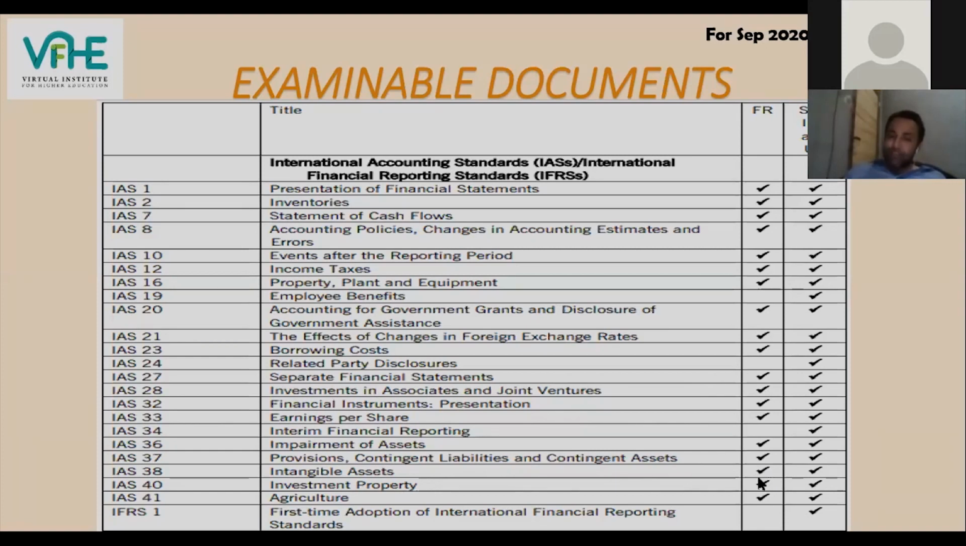Intangible assets will be tested here. Investment property will be tested here. Agriculture will be tested here. First time adoption of international financial reporting standards will be tested at your advanced level. Moving forward to the next slide.